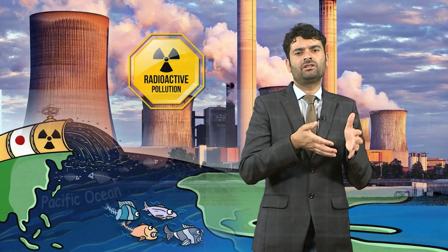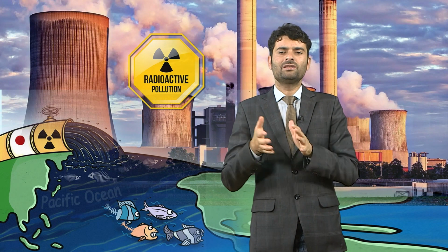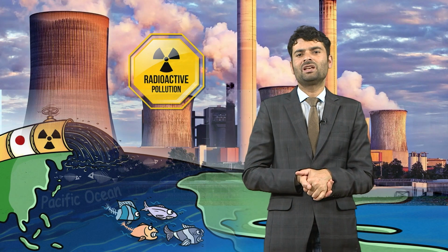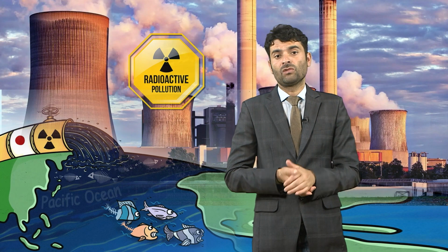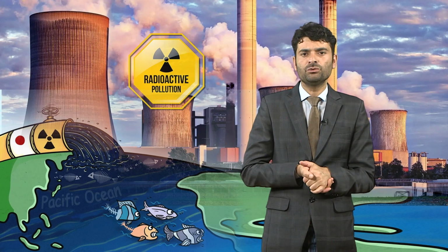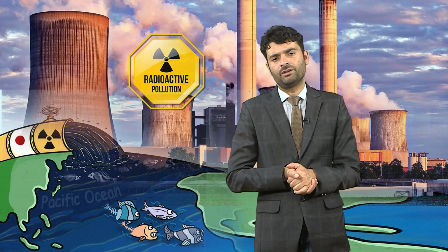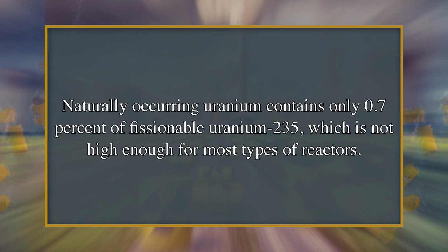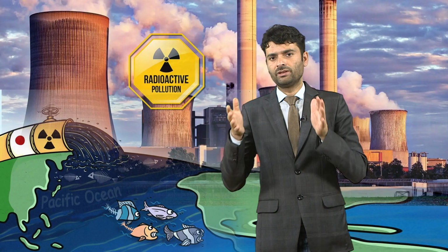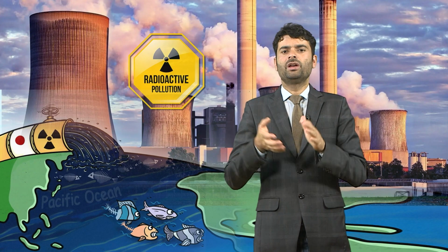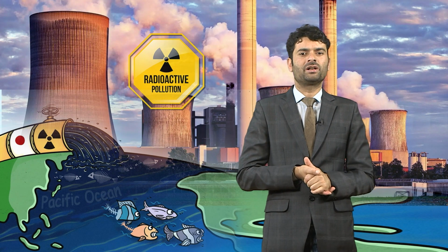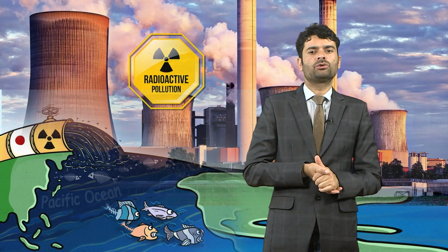in which it is crushed and treated with a solvent to concentrate the uranium and produce yellow cake, which is a material containing 70 to 90% uranium oxide. Naturally occurring uranium contains only 0.7% of the fissionable uranium-235, which is not high enough for most types of reactors. The enrichment process therefore increases the uranium-235 content from 0.7 to 3%.